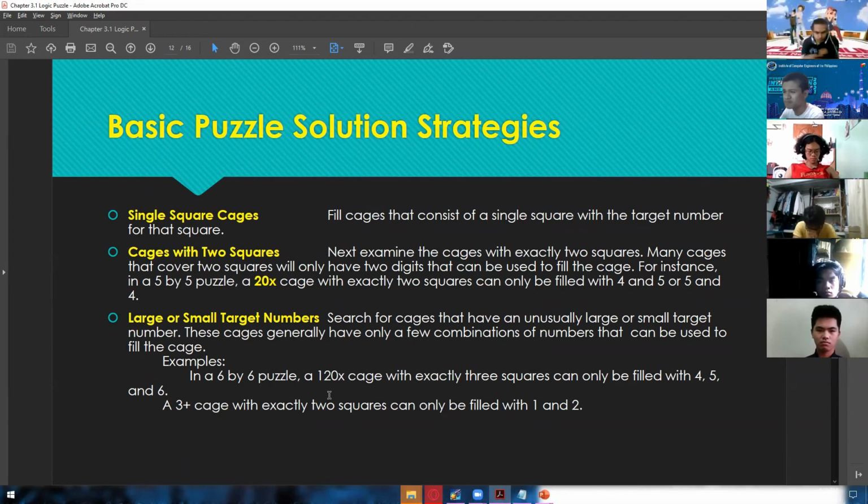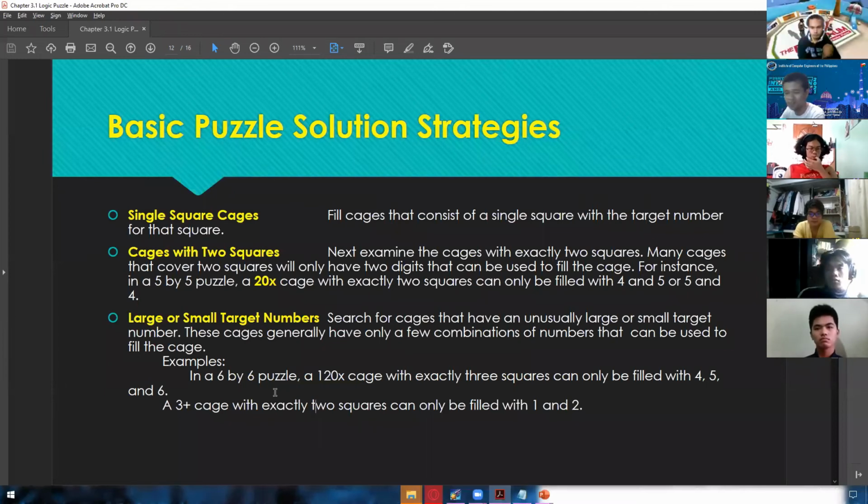Okay, well, this one still depends on the one who's going to solve that puzzle. So we have different kinds of approaches, different kinds of techniques and strategies. So you can feel free to use whichever you're comfortable with.